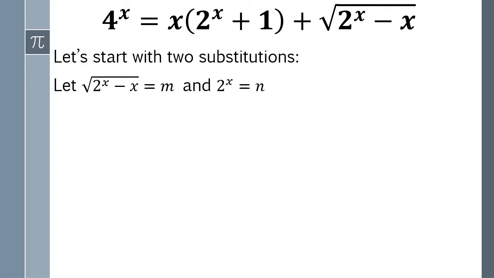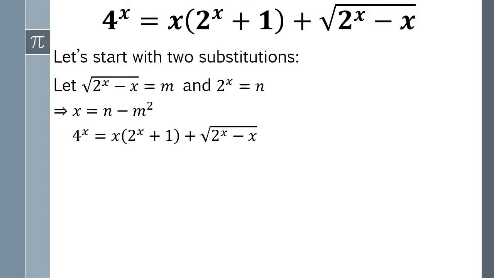And from those two equations, we can get the expression of x, which is equal to m minus m squared. And then the next step is to substitute x with m and n in the original equation, which leads to n squared equals m minus m squared times m plus 1 plus m.